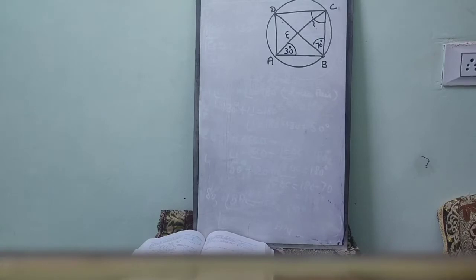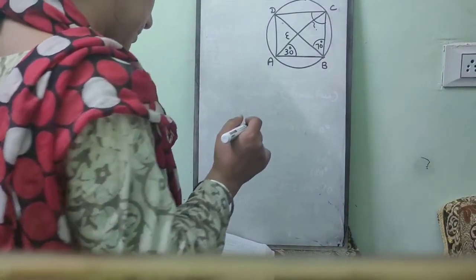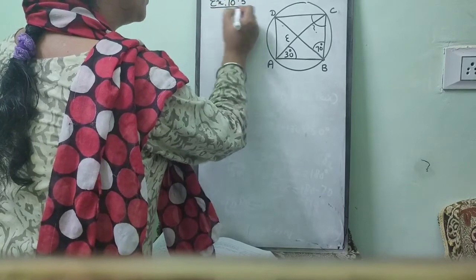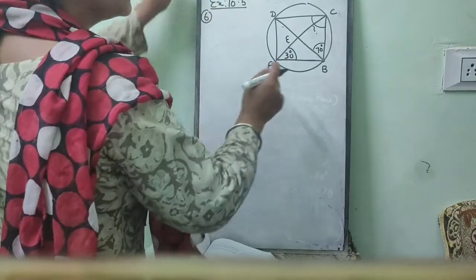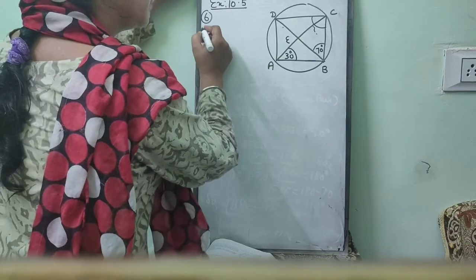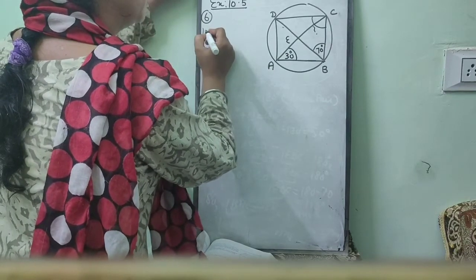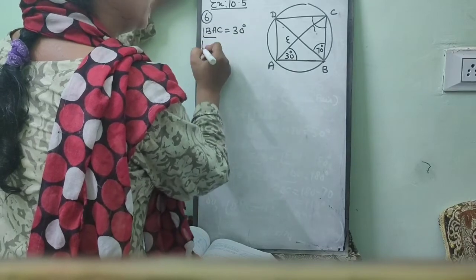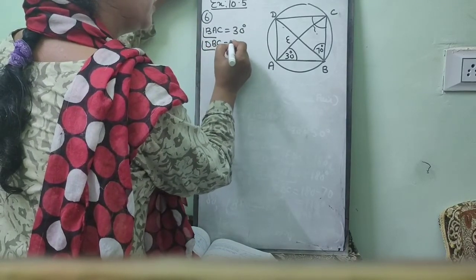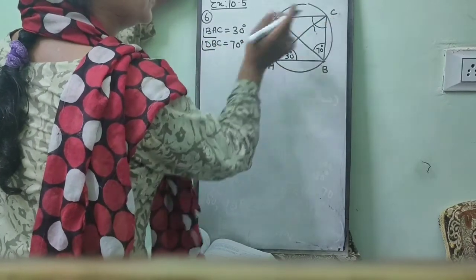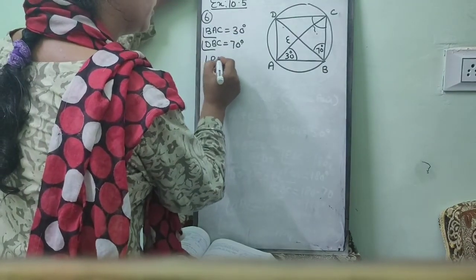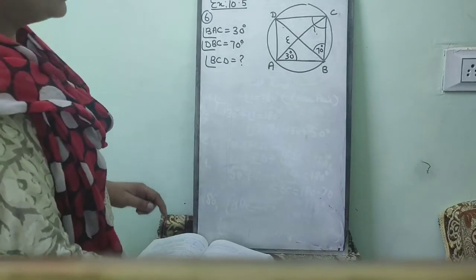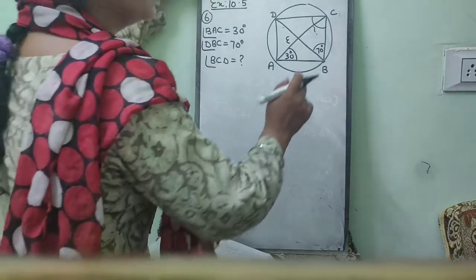Yes, students, now I am going to start with sum number 6 of exercise 10.5. Sixth sum. This angle BAC is 30 degrees. Angle DBC is 70 degrees. The question is to find angle BCD. First part, angle BCD. How will you start the sum?